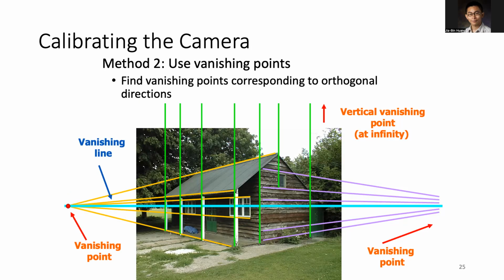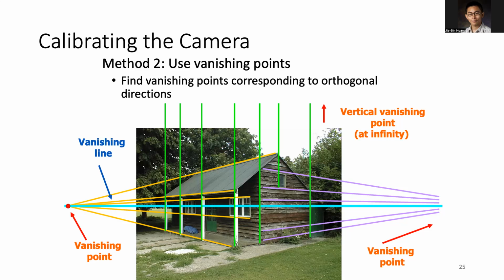Vanishing points: if you have parallel lines in 3D, they won't converge in physical space, right? That's why they're parallel. But if you have a camera looking at these parallel lines, they will converge onto a point. That point is called a vanishing point, just like this. Any parallel lines in 3D will converge onto the same vanishing point.